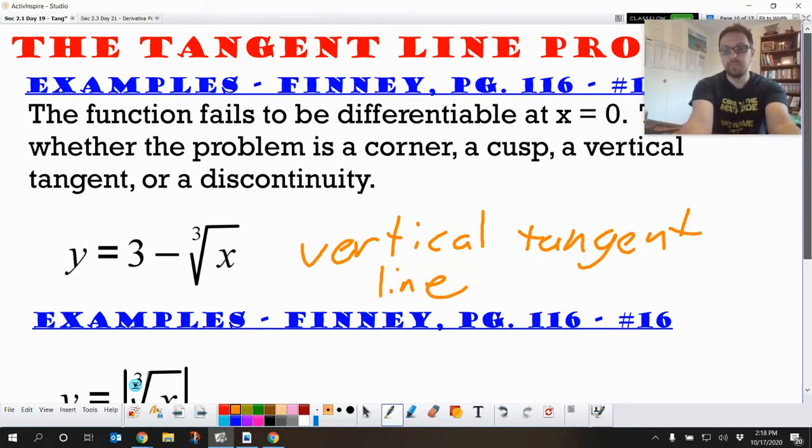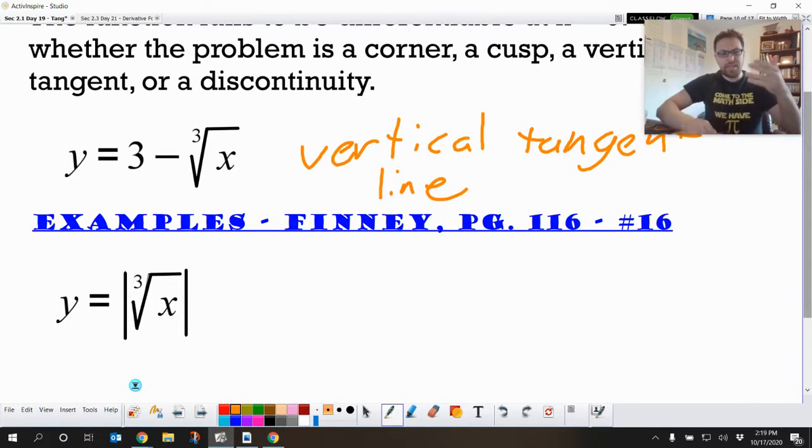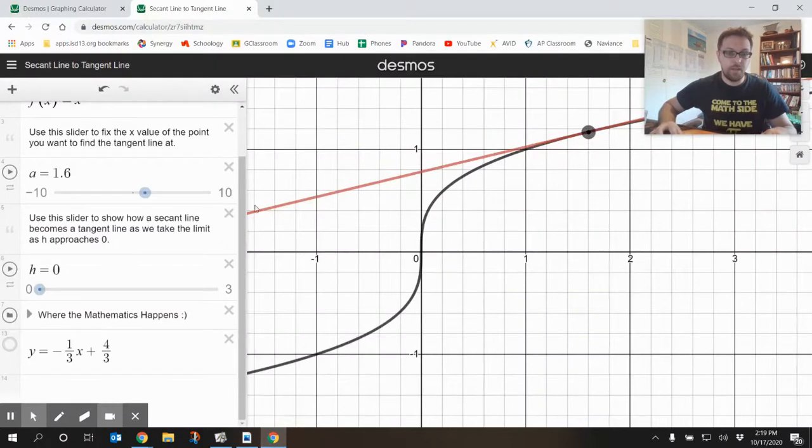Okay. This other one, it seems like we got cubed root and square root. Ooh, that's like 2 of those things. We know absolute value is going to be a sharp point. I know cubed root is going to be a vertical tangent line. How are the 2 of those going to mix together? How am I supposed to know? You put it in your graphing calculator and see what your graphing calculator has to say about it.